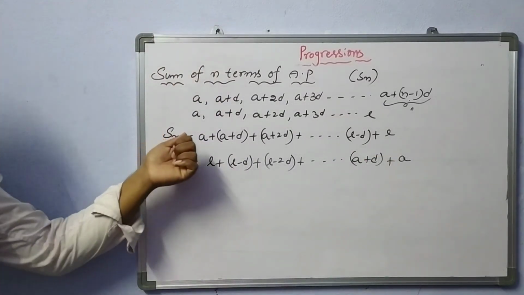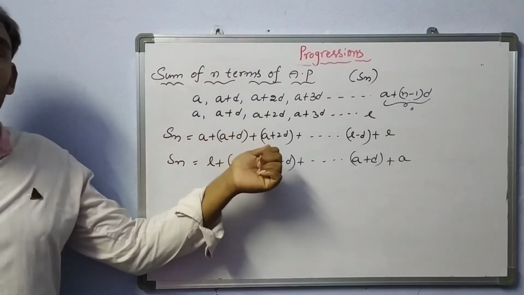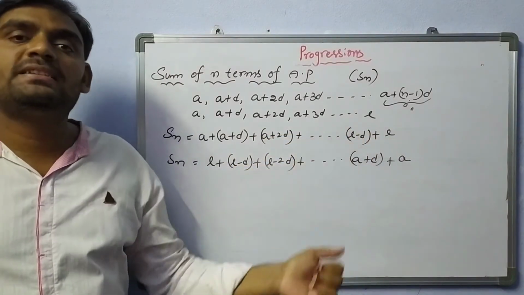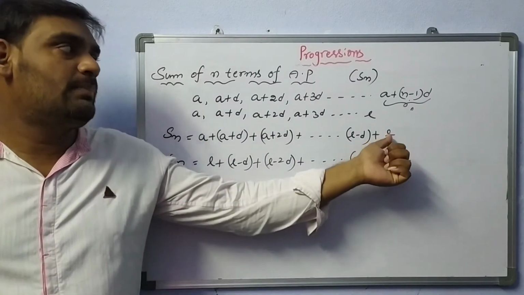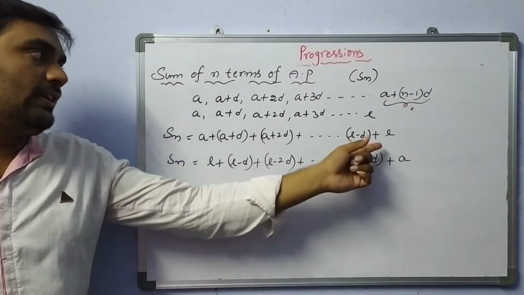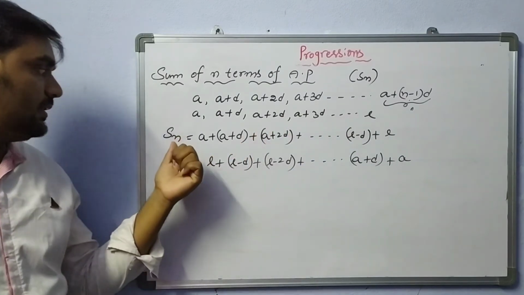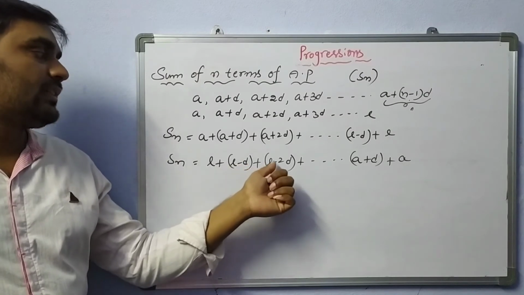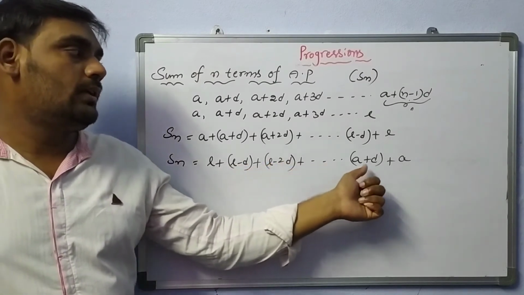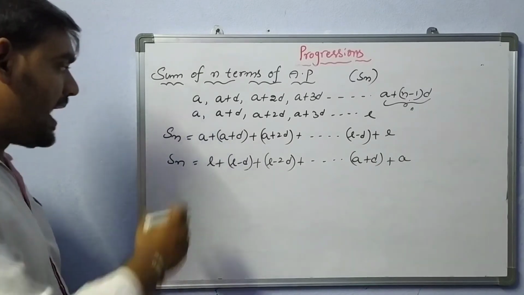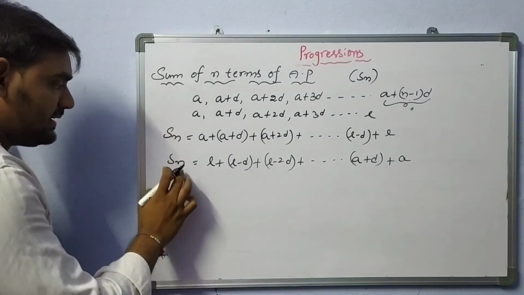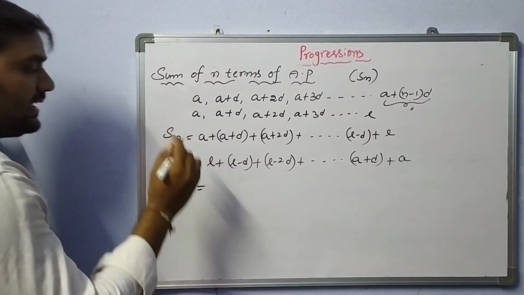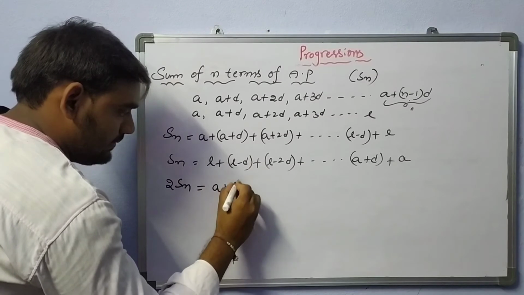See here, Sn is nothing but a plus d plus a plus 2d plus and so on, L minus d plus L. See, this one is a plus n minus 2 into d, this one is a plus n minus 1 into d. So when we reverse the terms in the sum of n terms, we will get L plus L minus d plus L minus 2d plus and so on, a plus d plus a. Now add these two things. Now we will get Sn plus Sn, 2Sn. So 2Sn is equal to a plus L, a plus L.